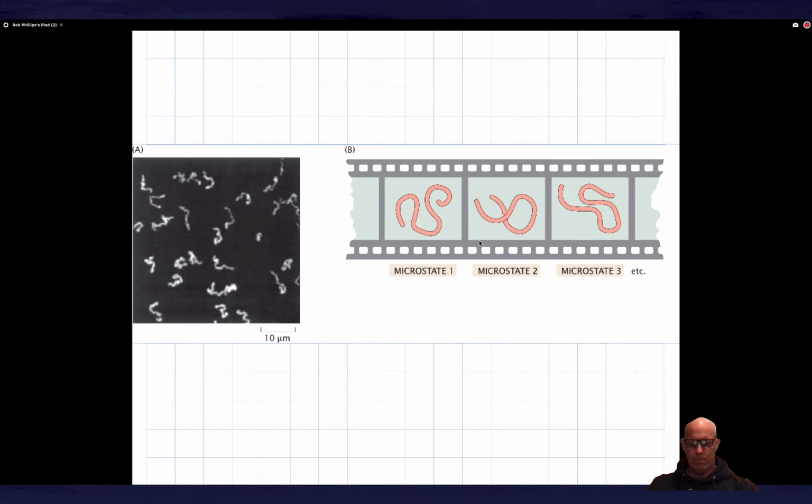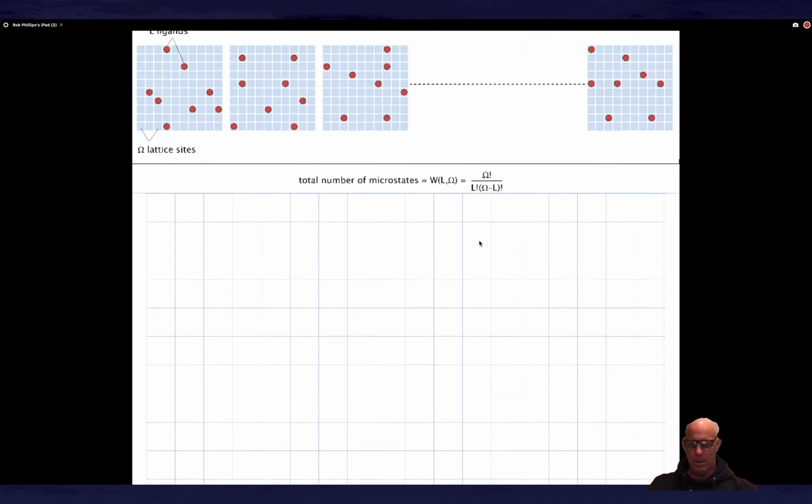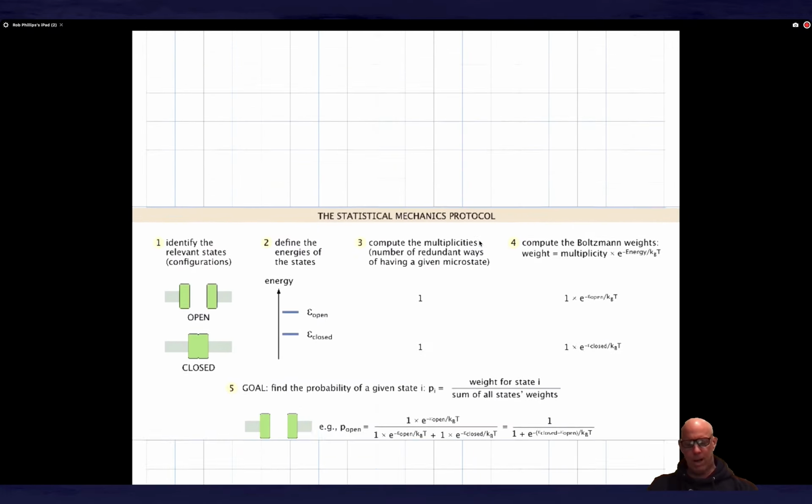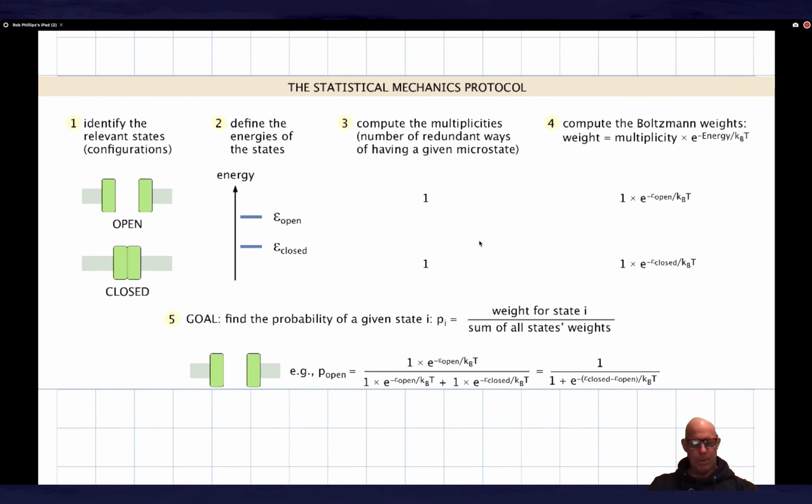Here's another example. So for DNA on a surface, there's many different states. Each one of these realizations is a different microstate, and some of them may have the same energy, and I want to count. That's what I mean by multiplicity. I want to count the frequency or the number of times that I have a given microstate. And then the final point is I compute the Boltzmann weights as the multiplicity, which we got in step 3, times e to the minus energy, which we had in step 2. And this tells us then the relative probabilities of the different microscopic states of interest.